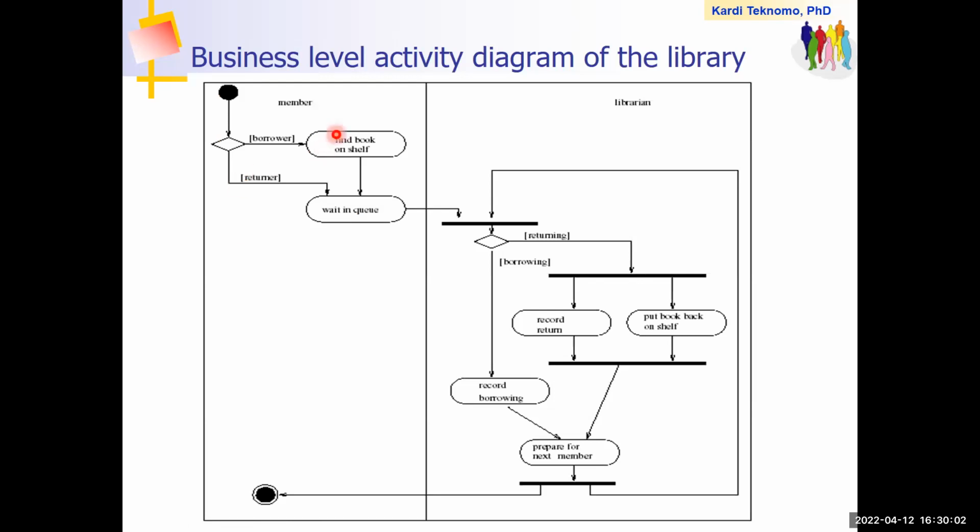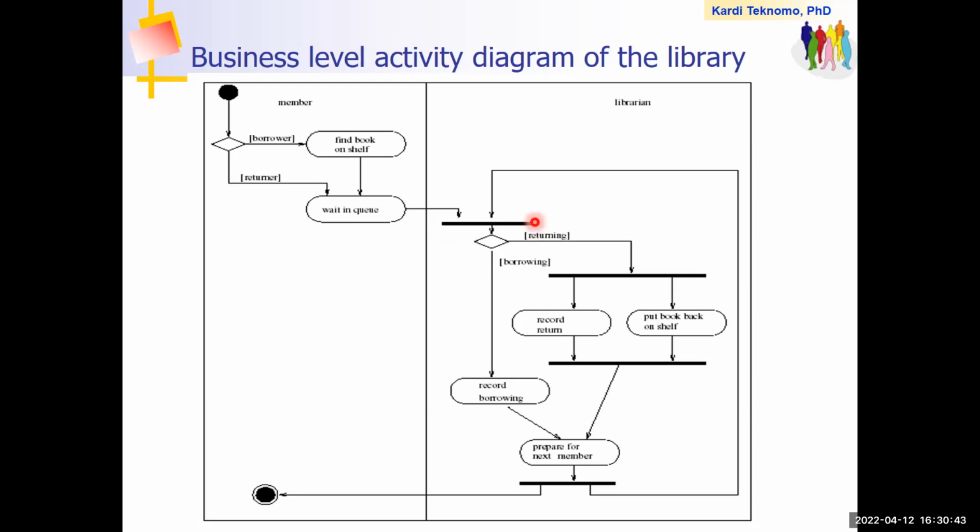Look at this example in the library. This swim lane is for the member, and this swim lane is for the librarian. Now the member, if they are a borrower or a returner, they want to borrow or return the book. If they are a borrower, they will find the book on the shelf. If they just want to return, they wait in queue for the librarian. After they find the book on the shelf, they also wait in queue for the librarian to serve them.